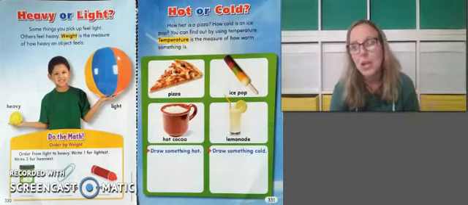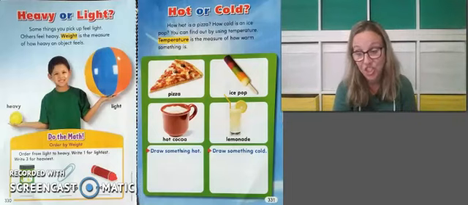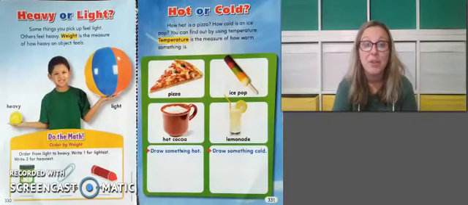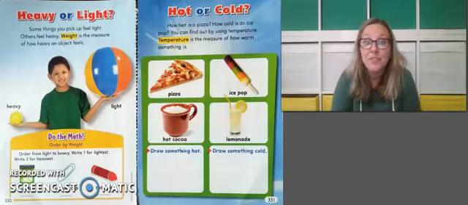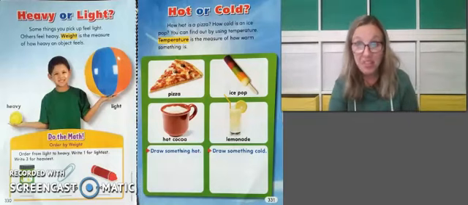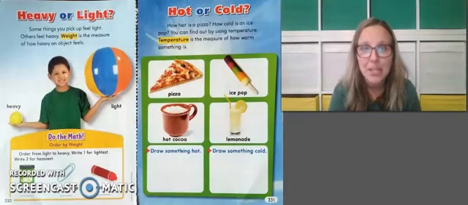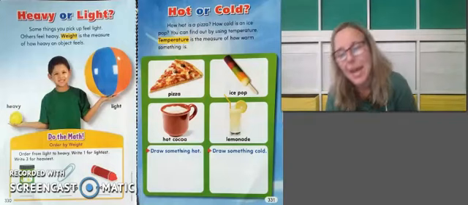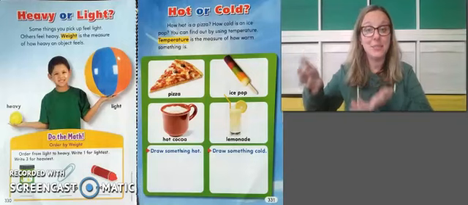All right, so we've talked about certain properties of matter. We've talked about size, shape, color, texture. Now we're going to talk about weight, okay? Some things that you pick up feel very light. Other things can feel really heavy. Weight is the measure of how heavy an object feels. So if something's heavy, it has more weight. If something's light, it has less weight.